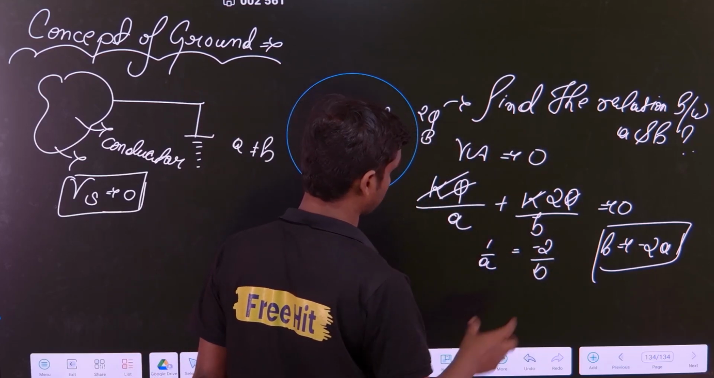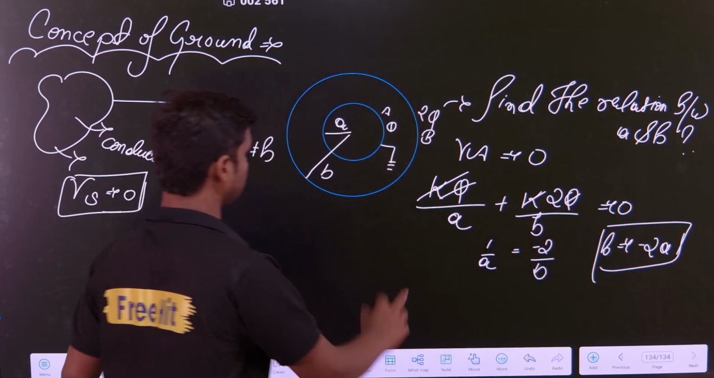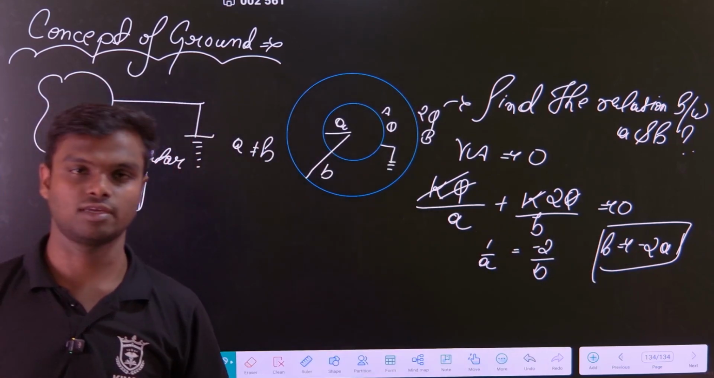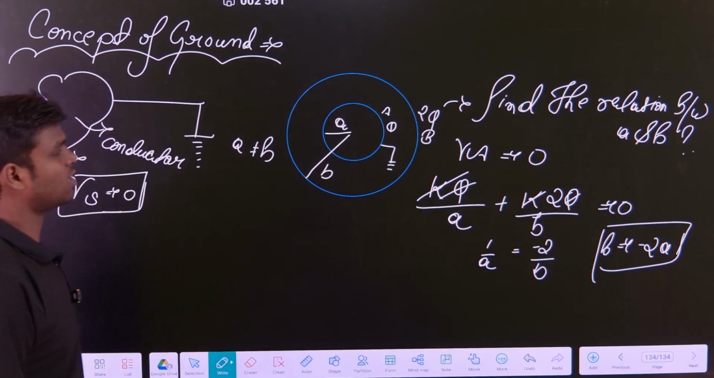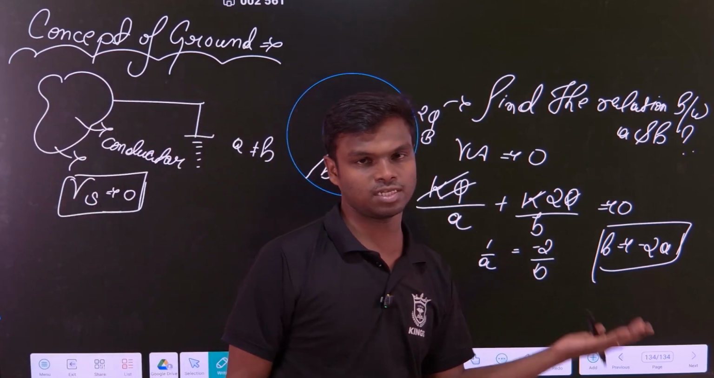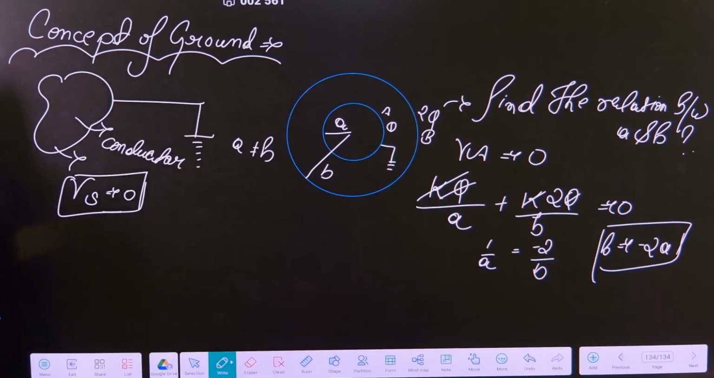This question can be possible. What is the condition for B and A? So B should be equal to minus 2 times A. Okay, the minus sign, if you want, you can ignore. So that is a simple example I am taking. I hope it is clear now. If not, you can tell me.